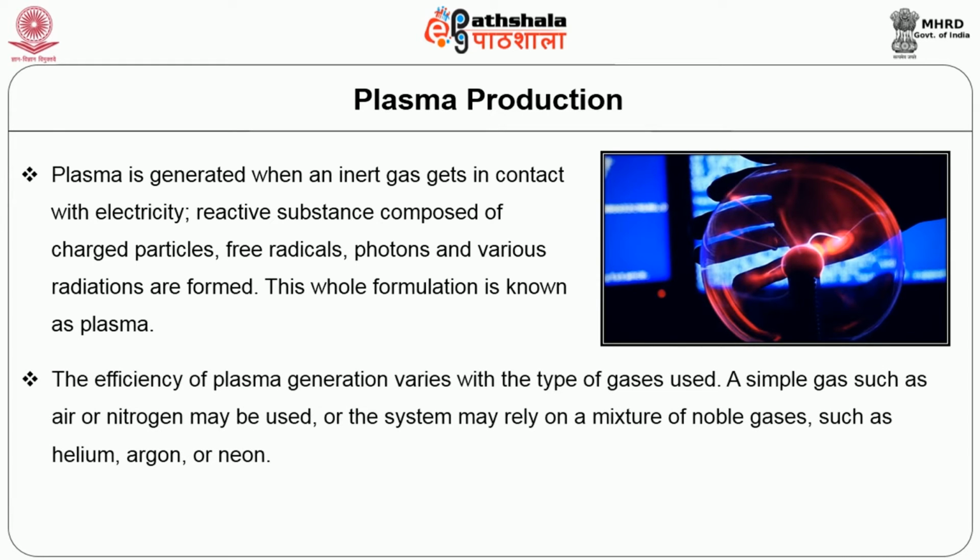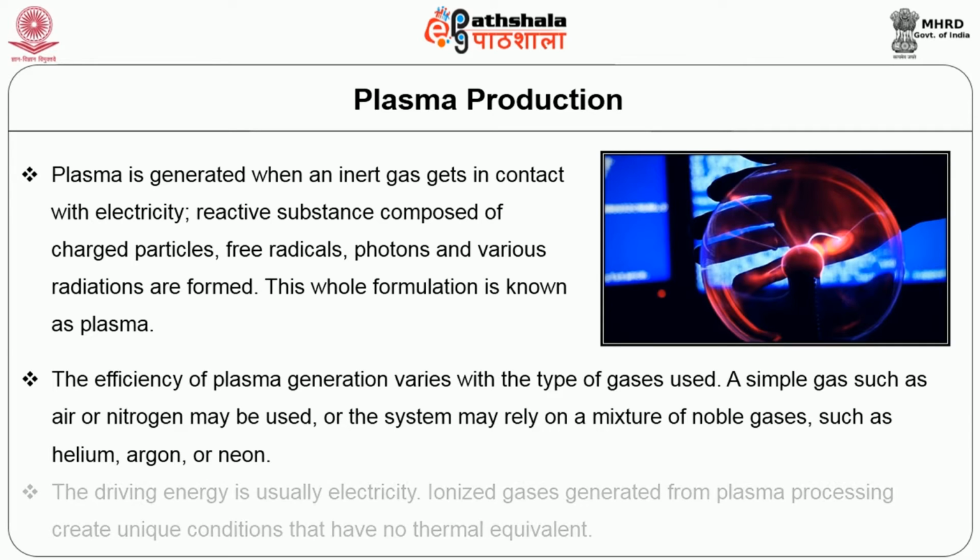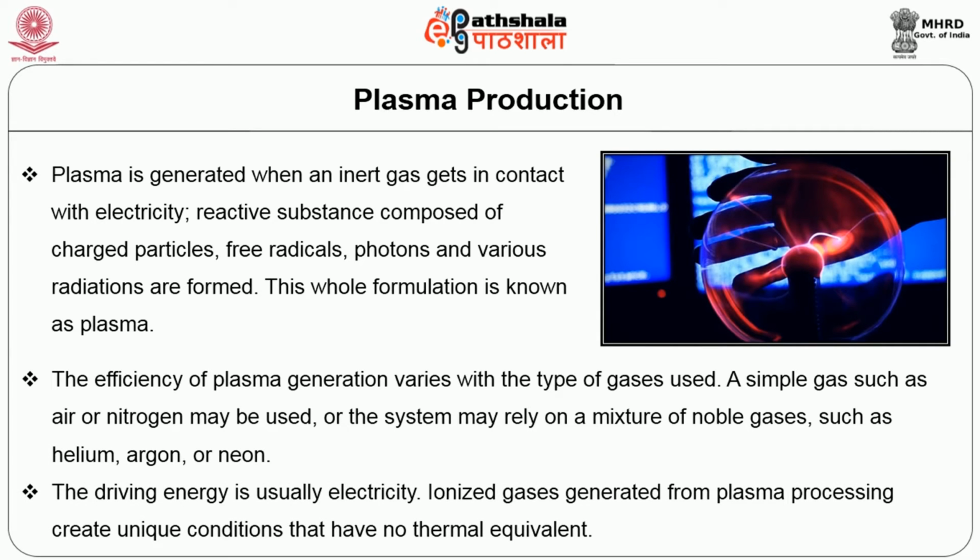The efficiency of plasma generation varies with the type of gases used. A simple gas such as air or nitrogen may be used, or the system may rely on a mixture of noble gases such as helium, argon or neon. The driving energy is usually electricity. Ionized gases generated from plasma processing create unique conditions that have no thermal equivalent.